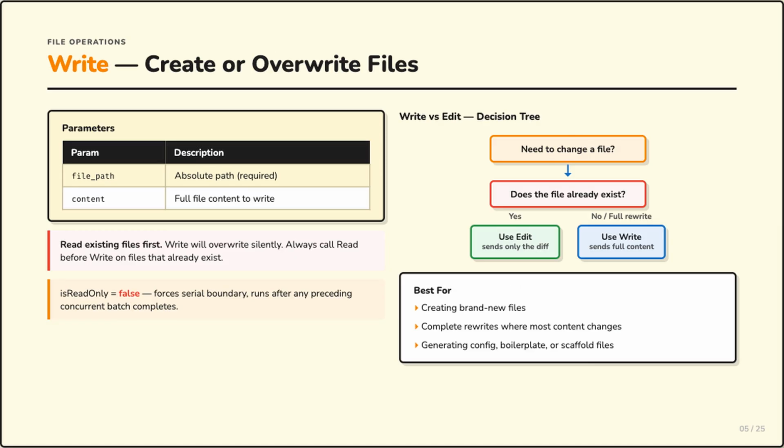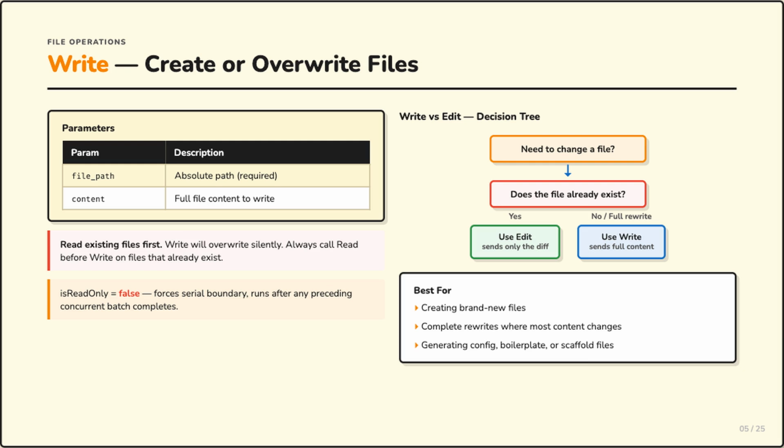Write creates a new file or completely overwrites an existing one. It takes just 2 parameters: the file path and the full content to write. The most important usage rule is simple but easy to forget. Always read an existing file before writing it. Write will overwrite silently without warning.